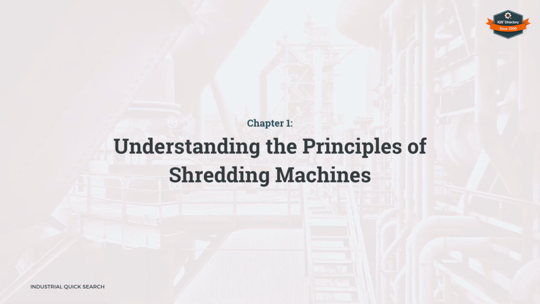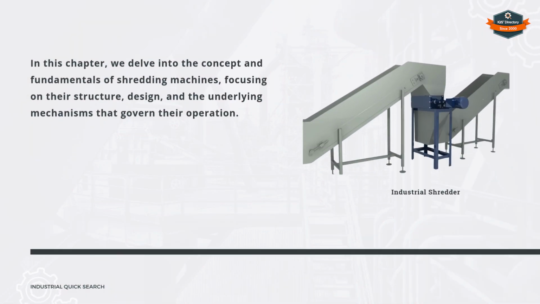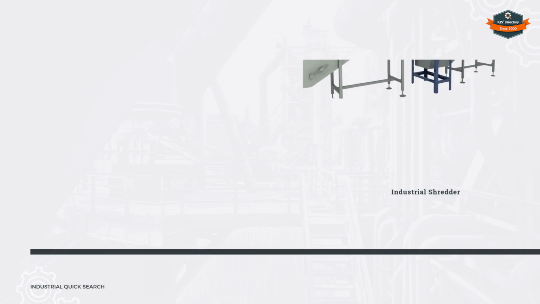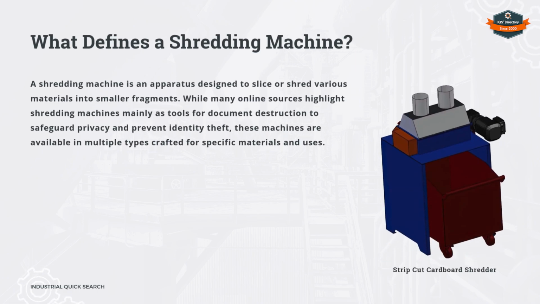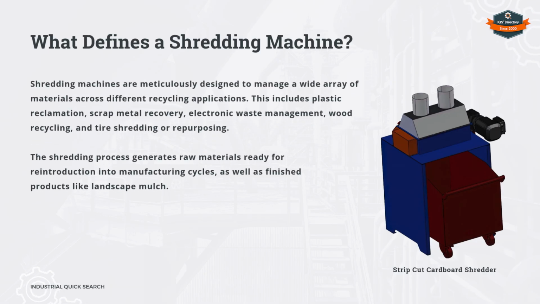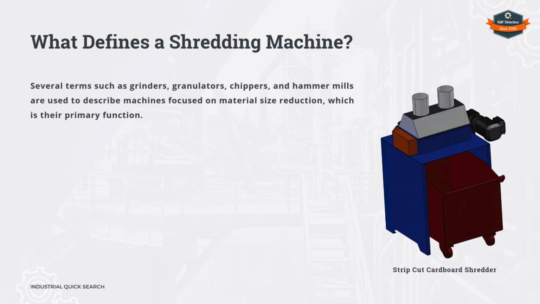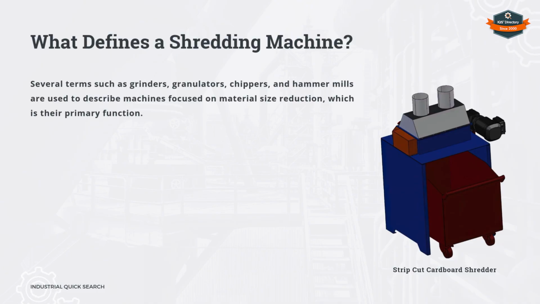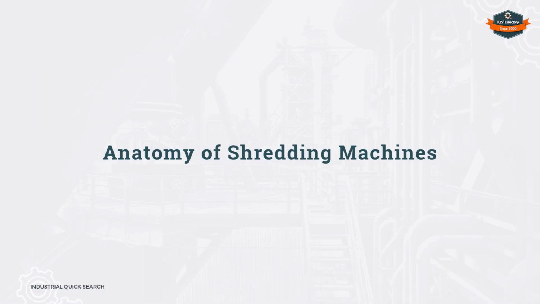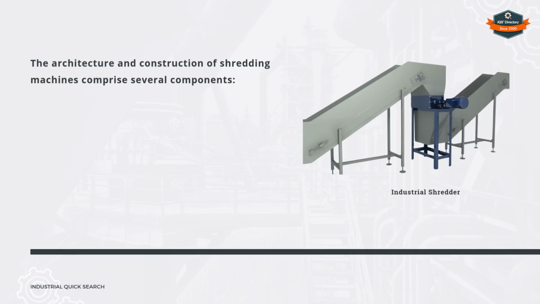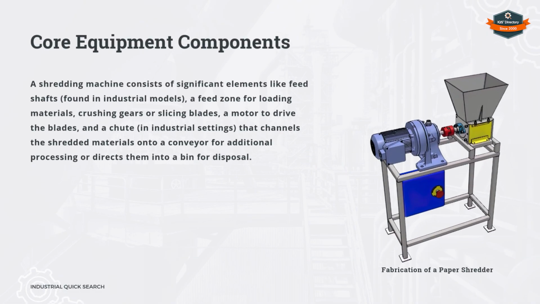Chapter 1. Understanding the principles of shredding machines. What defines a shredding machine? Anatomy of shredding machines. The architecture and construction of shredding machines comprise several components. Core equipment components.